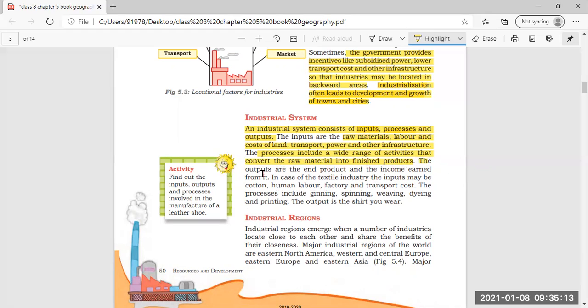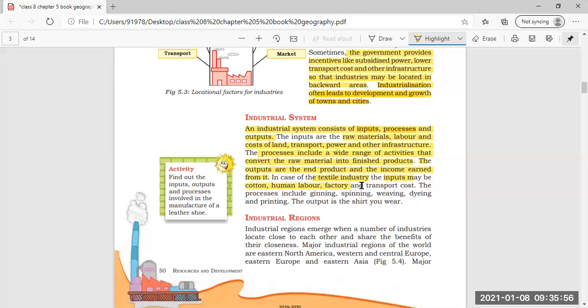Then the output. What does the word output mean? Output is the end product and the income earned from it. That means the final product which we have got from the processing, and whatever income or profit we have earned, that is called output. So all this, input, process and output, together is concerned with the industrial system. Now in the case of the textile industry, the input may be cotton. The example is given that if it is a textile industry, the input, whatever you are putting in it, is cotton.